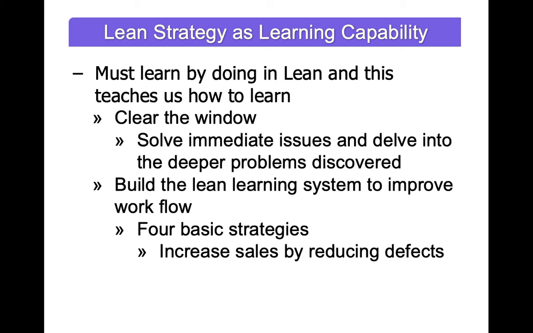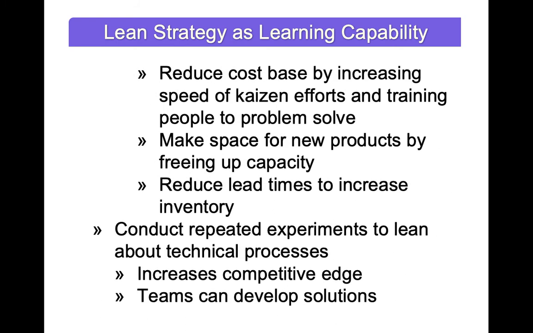You want to increase sales by reducing defects through building in quality. When you're building it, don't look for quality issues later and fix them. You want to build it in at the beginning. Reduce the cost base by accelerating the rhythm of Kaizen and training people to solve problems. When you train people to solve problems, they're always looking for issues. Therefore, they're constantly making changes and solving problems.